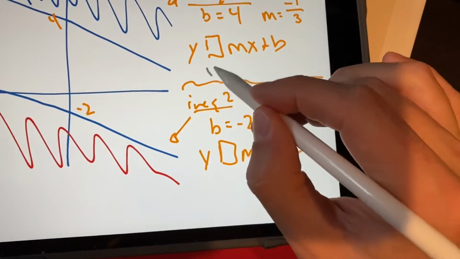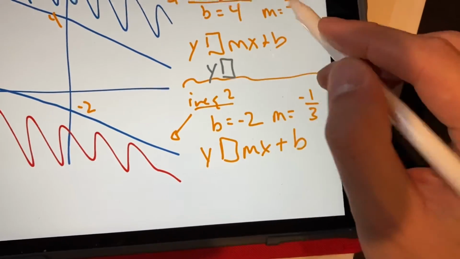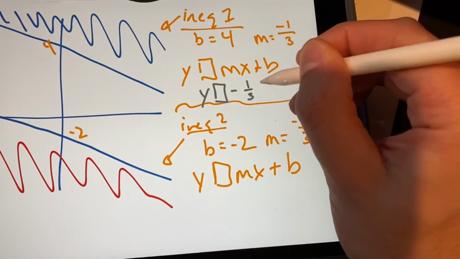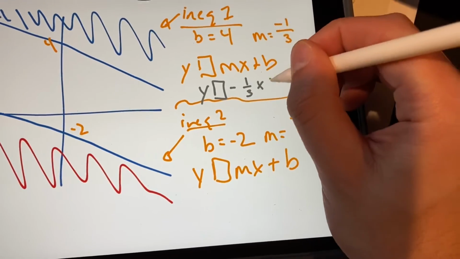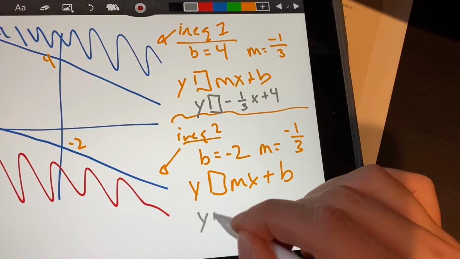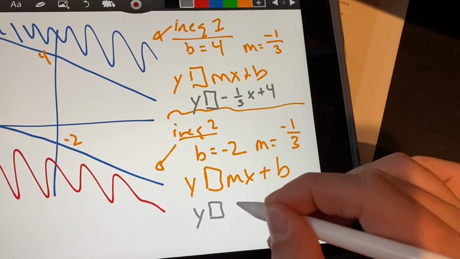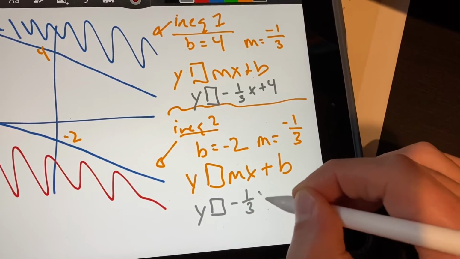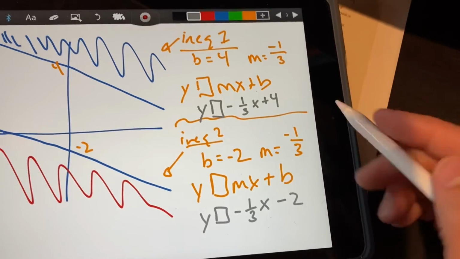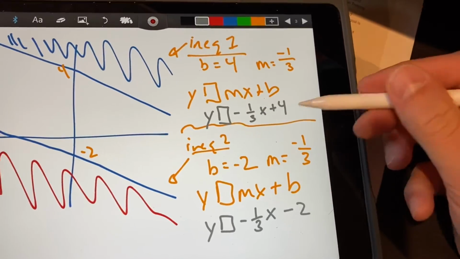So I know it's y. I don't know the inequality symbol, but I know my slope is negative 1/3 x. I know that's plus 4. That's my first one. Second one, y, I don't know the inequality. My slope is also negative 1/3 x. And this time, instead of plus 4, it's going to be minus 2. So if you look, I have my two inequalities right here.